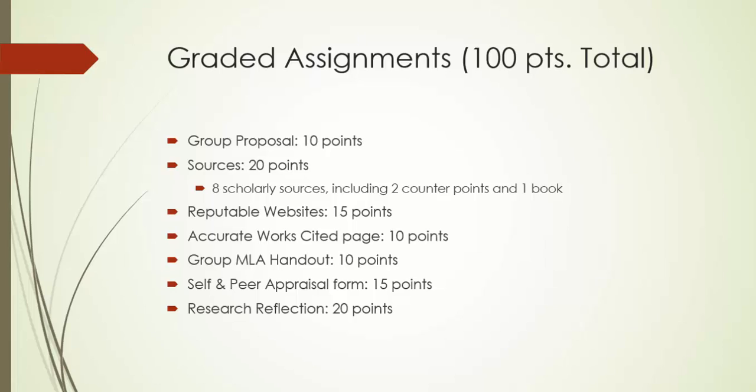Within those 8 sources, you will also include 2 counterpoints and at least 1 book. This excludes Google Books, so an actual book. Also 3 reputable websites, and again, this cannot be Wikipedia. There has to be some kind of credentials, showing that you've actually evaluated those websites to make sure that they are good websites and that the information on them is good.